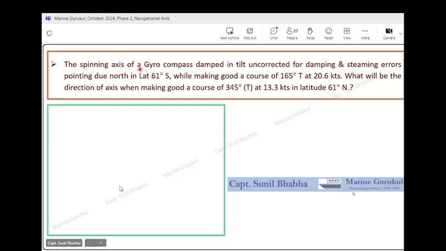The spinning axis of a gyro compass, damped in tilt, uncorrected for damping and steaming errors, is pointing due north in latitude 61 degrees south, while making good a course of 165 degrees true at a speed of 20.6 knots. What will be the direction of the spin axis when making good a course of 345 degrees true at a speed of 13.3 knots in latitude of 61 degrees north?